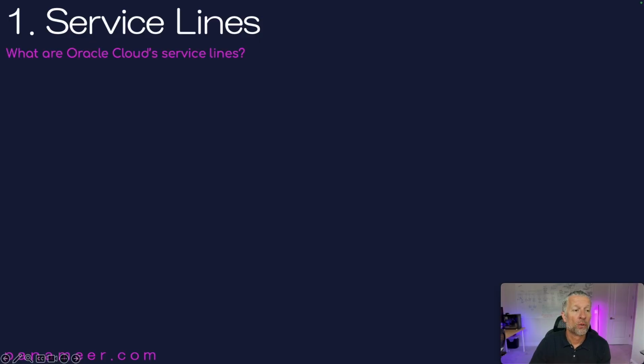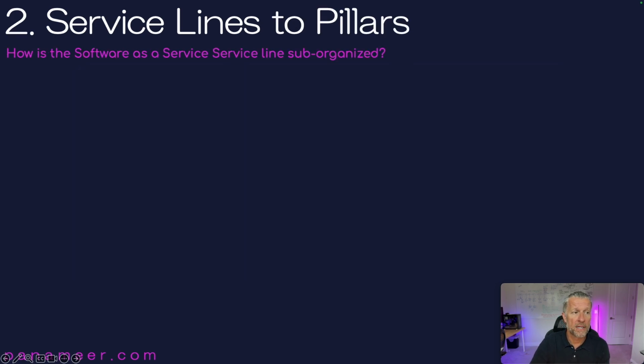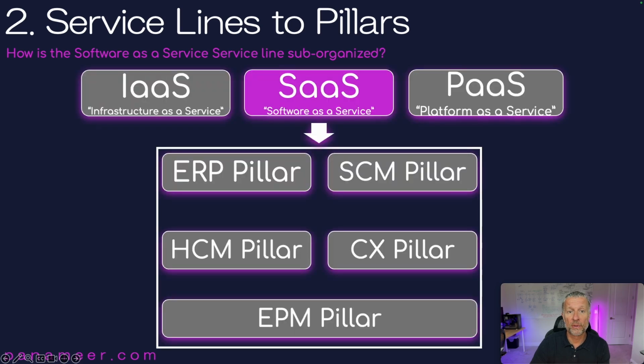Slide 1. What are Oracle Cloud's service lines? Well, they're largely infrastructure as a service, software as a service, and platform or development platform as a service. Slide 2. How is the software as a service line suborganized? As we talked about how and when Oracle was created, software as a service is broken down or suborganized by what they call pillars. Those pillars correspond to the old components of the app portfolio for Oracle before it became Oracle Cloud.